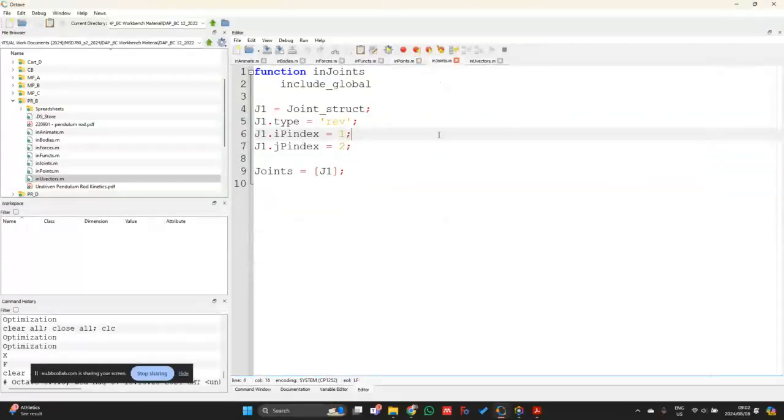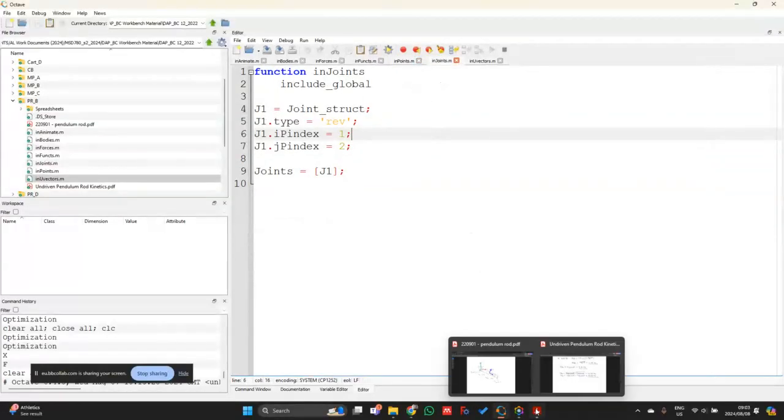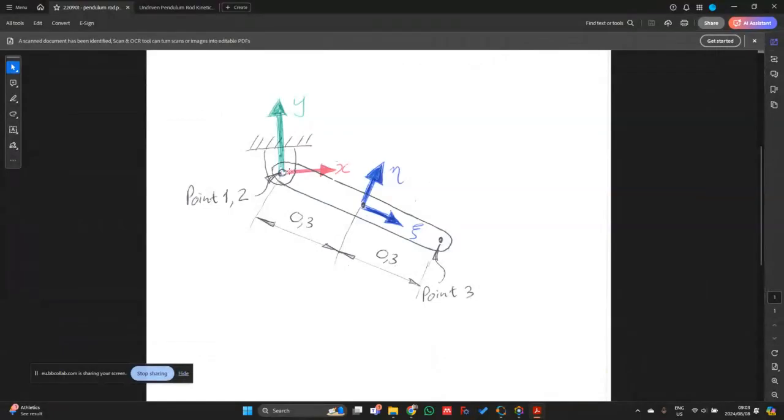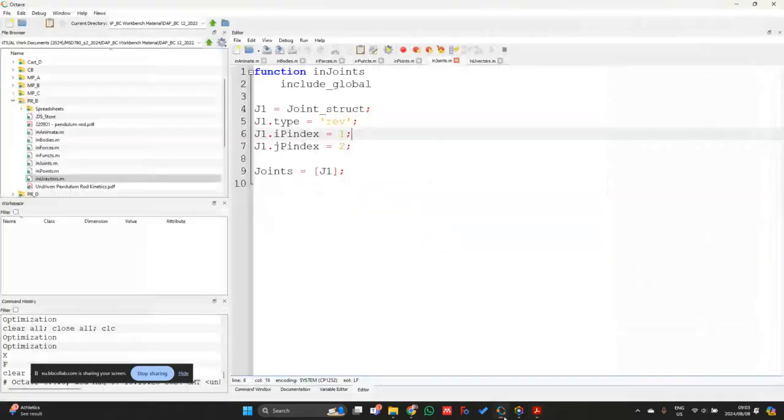Okay, so then moving over to the in joints file, if we just quickly look back at our schematic again, we now know that there's a revolute joint over here at the global coordinate system's origin. So this is the joint that we then want to specify. To do that, I once again start off by initializing a joint structure. So that will be J1 equal to joint underscore struct.